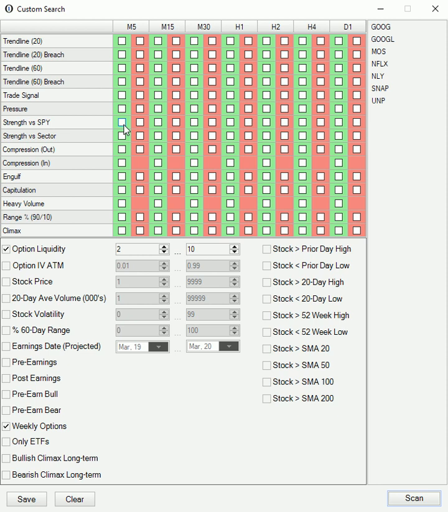Strength versus SPY, very, very powerful. Relative strength for most traders means RSI. RSI compares a stock's current strength to its previous strength. This is not what we're interested in. RSI is a great indicator.